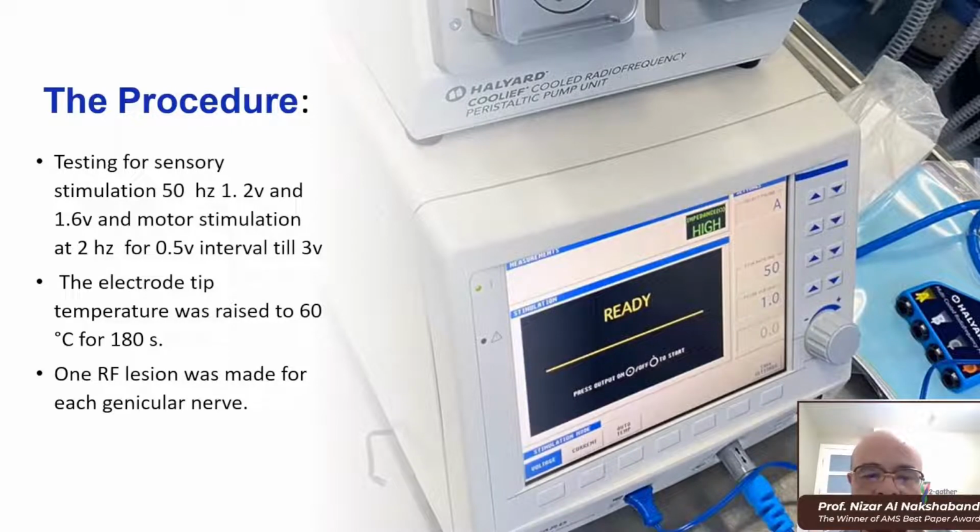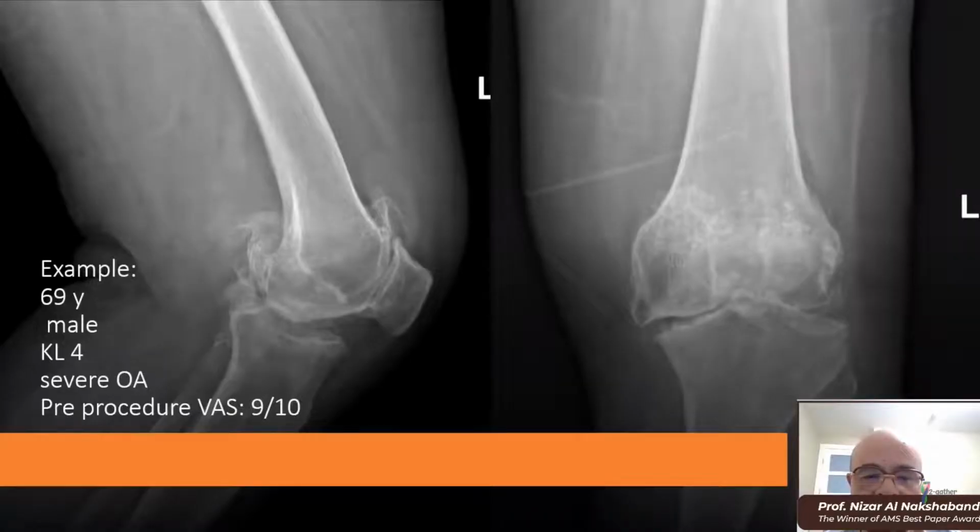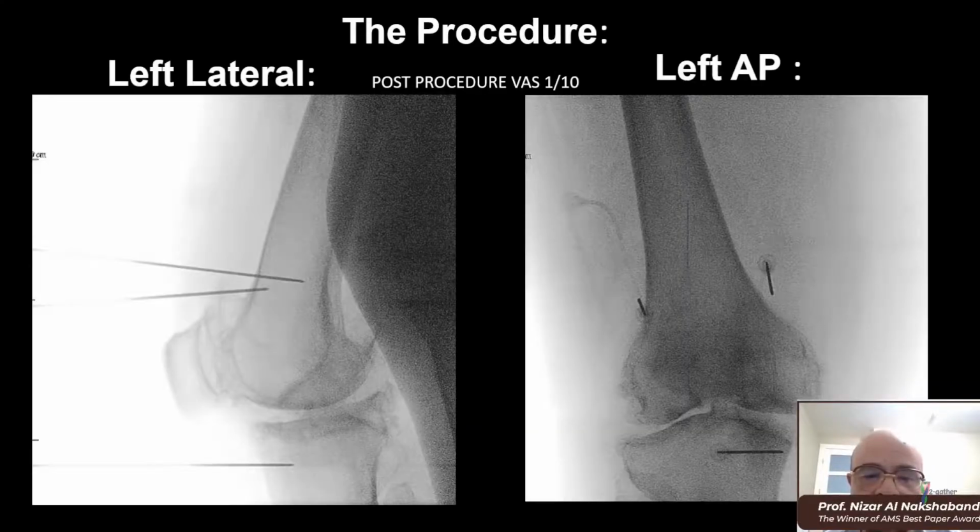The electrode tip temperature is then raised to 60 degrees for 180 seconds, and one radiofrequency lesion is made for each geniculate nerve. This is an example of a 69-year-old male, KL grade 4, severe osteoarthritis. Pre-procedure score was 9 out of 10. Placement of the needles superiorly medially, superiorly laterally, and inferiorly medially only, you can see from the C-arm image intensifier.